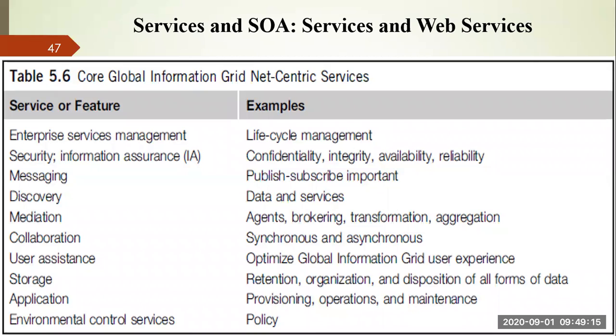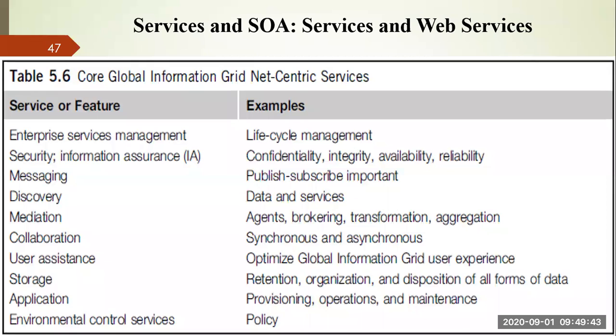And for each and every service, a list of examples is also there. For example, mediation is nothing but an agent. If a user is not comfortable using a particular service, they can take the help of the agent. It can also provide brokering services, right? A broker is there to provide you the services. It can map the set of resources with the set of requests.